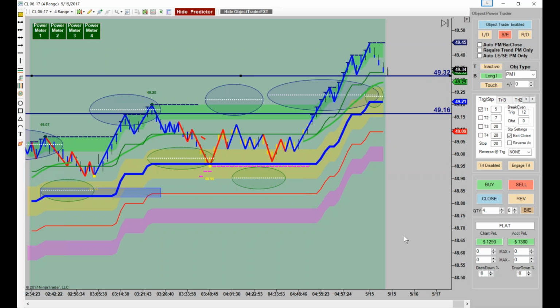We got our targets, didn't we? Instead of a reversal trade, we're just going to take the trade. We hit our target. Okay, we just got Power Meter broke below.